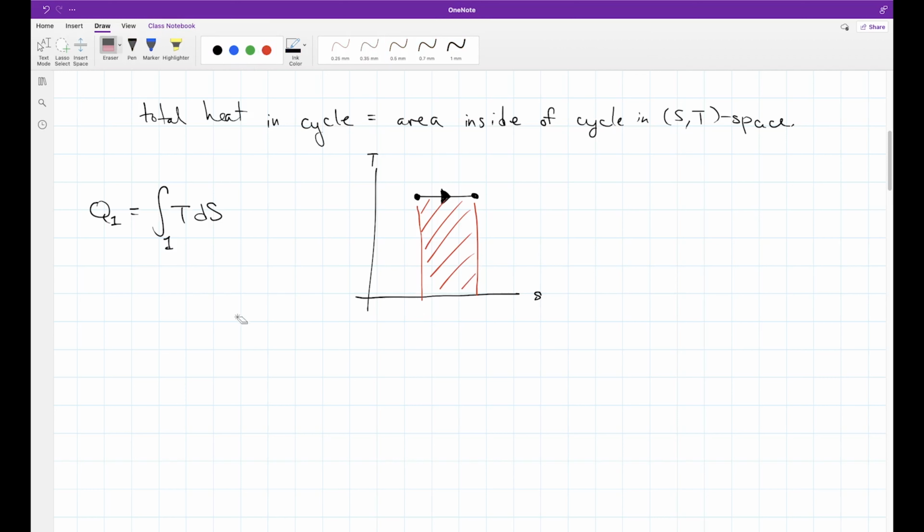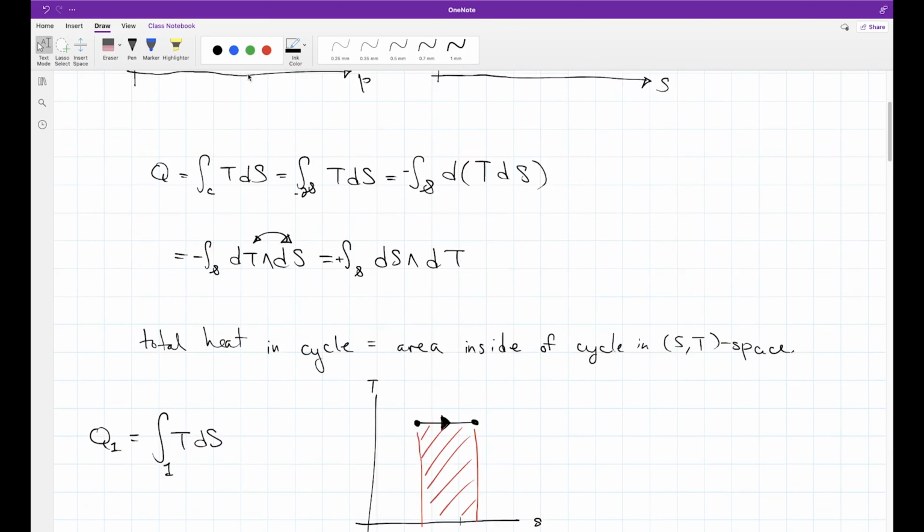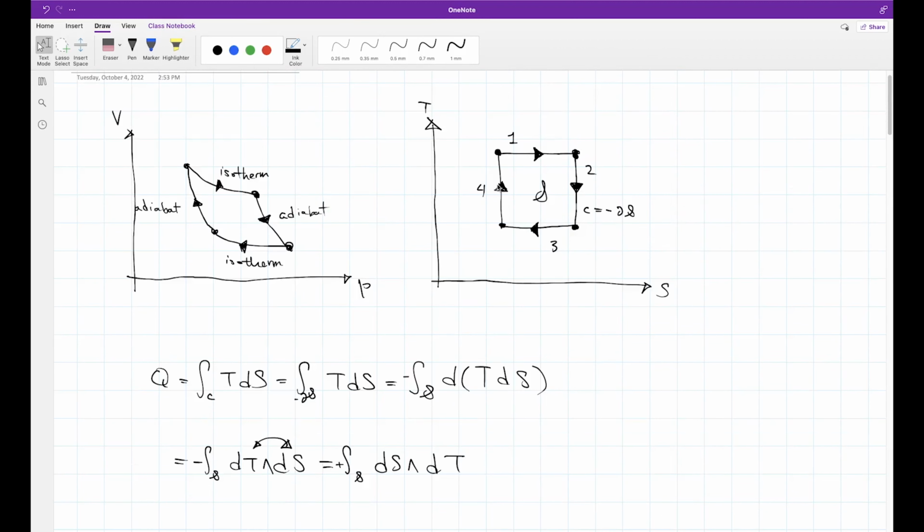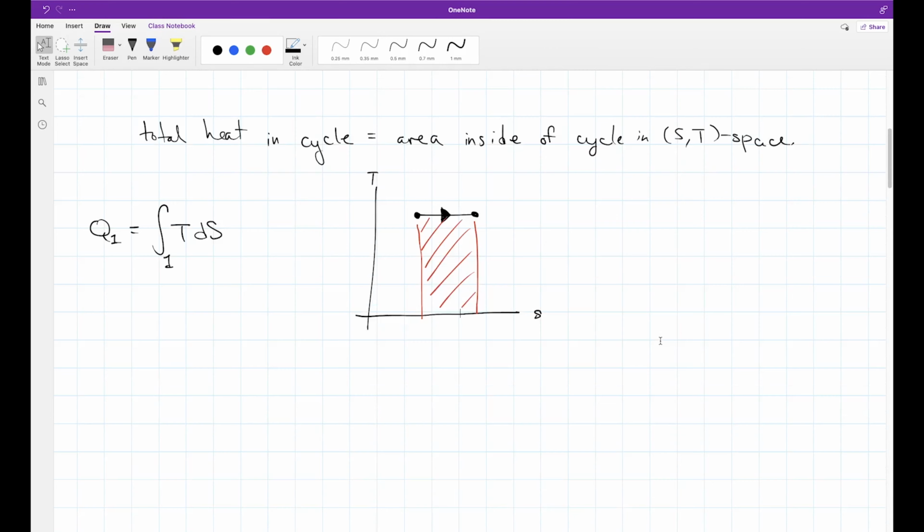Very good. So when is heat coming into the system? In ST space, it's actually quite easy to see. Anytime our curve T as a function of S is headed to the right, then heat is coming into the system. Anytime it's heading to the left, then heat is going out of the system. And anytime it's heading vertically up or down, no heat is entering or leaving the system, since we'll be on an adiabat in those cases.